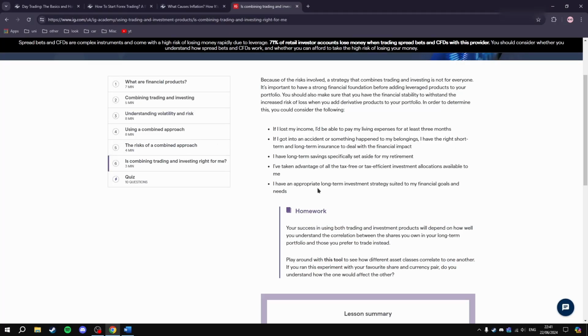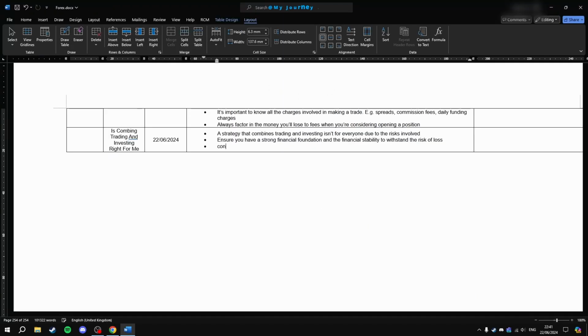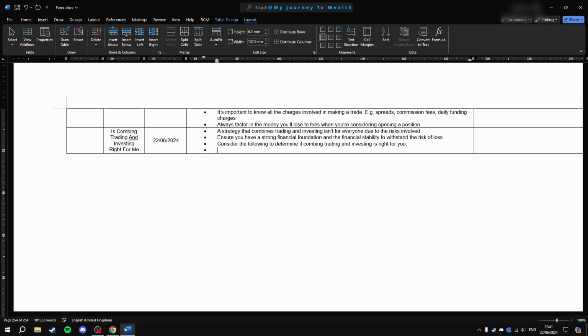When you add derivative products to your portfolio, in order to determine this, consider the following to determine if combining trading and investing is right for you.